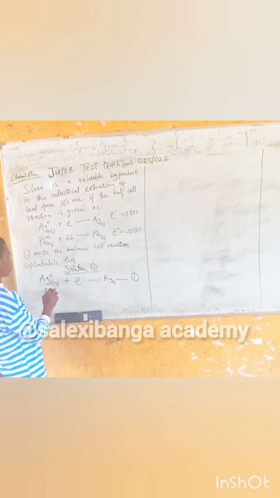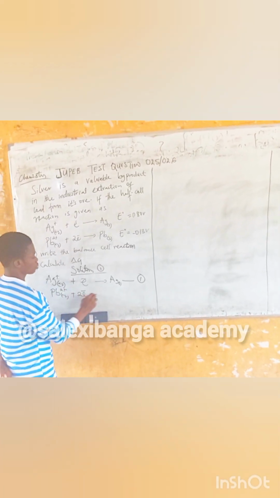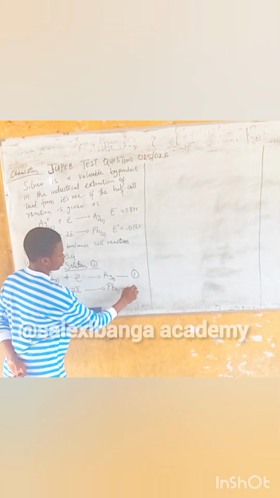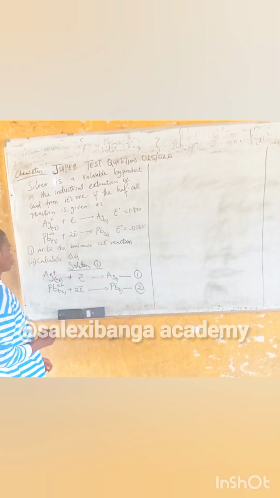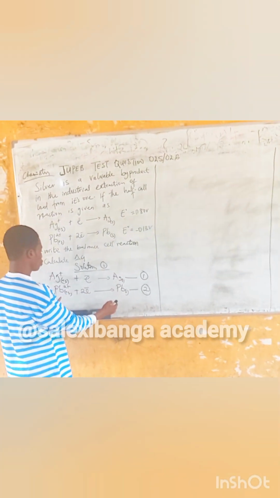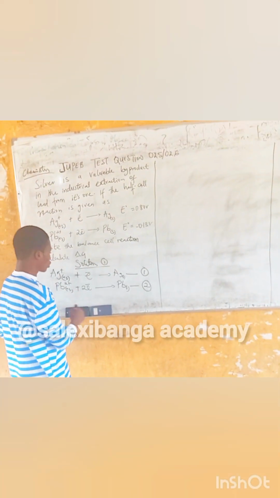And then, of course, this one is my lead in ion state, Pb2+, plus 2 electrons. You give me my lead in the solid state. Let me name this equation 2. So we are going to resolve equations 1 and 2 to give us the overall equation for the reaction.